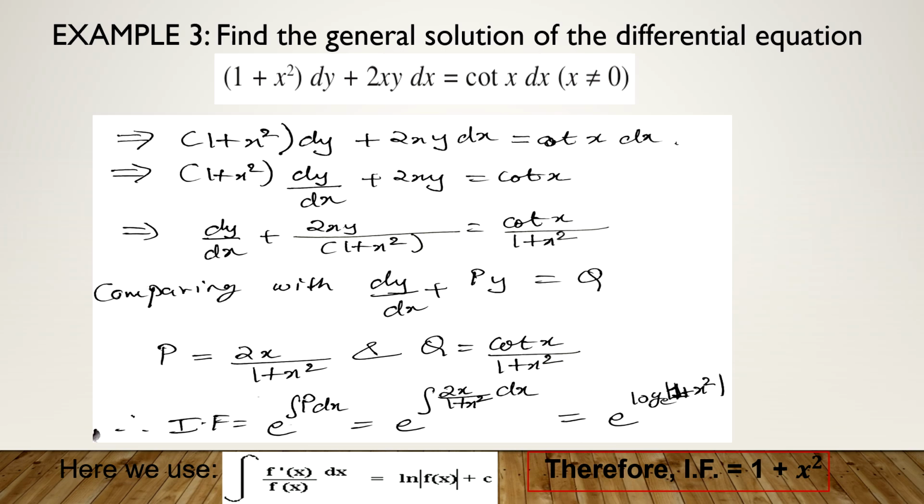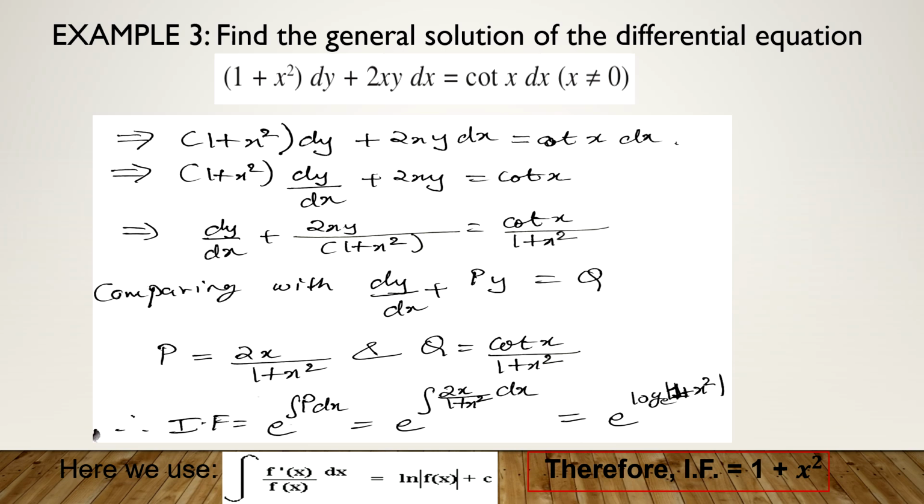So here if you see, it is very clear, 2x upon 1 plus x square. So if you take your function fx as 1 plus x square, its derivative is 2x. So directly the integral is log mod fx, means log mod 1 plus x square. Also, if you don't want to do this, you can substitute x square as t and you will be getting the same answer. But this rule gives you directly the answer in a second.